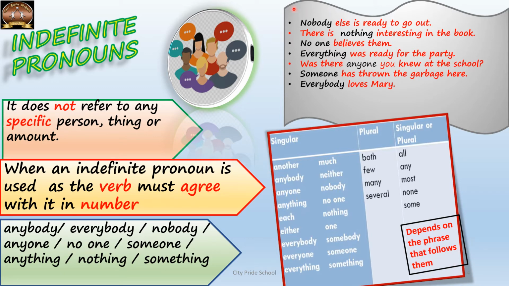Now a few examples are here. Nobody else is ready to go out. Is is a singular verb. There is nothing interesting in the book. Is is a singular verb. No one believes them. Believes is a singular verb. Everything was ready for the party. Was is a singular verb. Was there anyone you knew at the school? Was again is a singular verb. Someone has thrown the garbage here. Has again is a singular verb. Everybody loves Mary. Loves is again a singular verb.